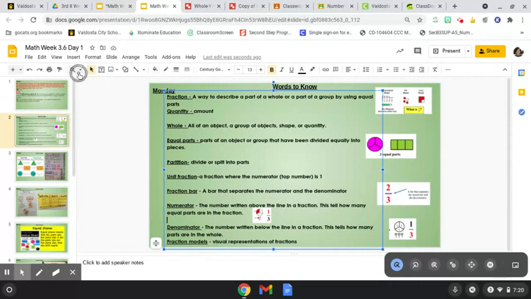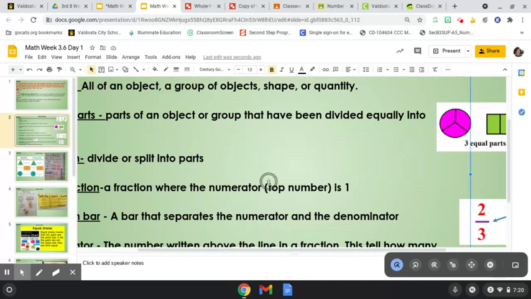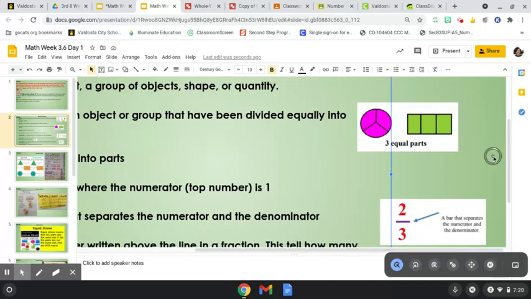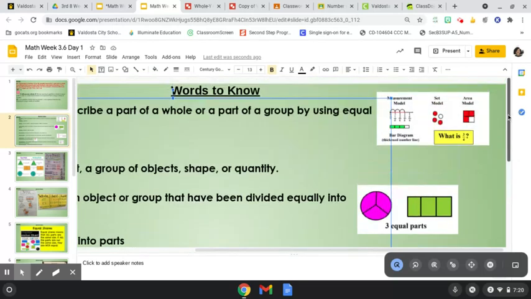Okay, let's zoom in for a minute here. Looking at the pictures on the side here. Okay, so these are fractions. You can have a fraction on a number line. You can have a set. You can have an area model. Okay, all of these are showing 3/4. You can even have a bar diagram.